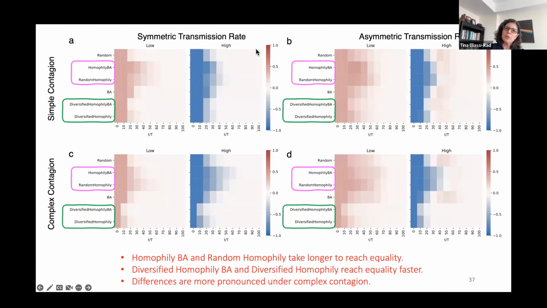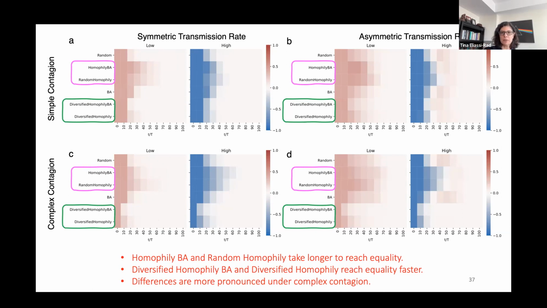So here, what you're seeing is we have these 4 different charts. We have the simple contagion on the top row, and the complex contagion in the bottom row. The first column is symmetric transmission rate, and the second column is the asymmetric transmission rate. I know there's a lot of information here, but the main thing to take away is that if you do diversify the process that's making your social network, so if you do make recommendations that will reduce segregation in your social network, then you would reach equality faster than if you had homophily BA or random homophily. Remember, random homophily is homophily BA, except that you do not have preferential attachment.